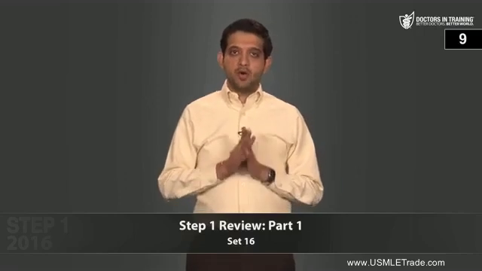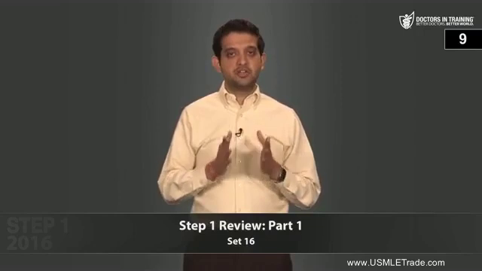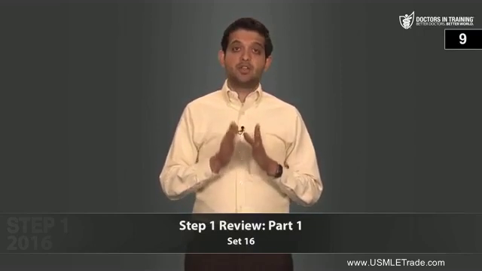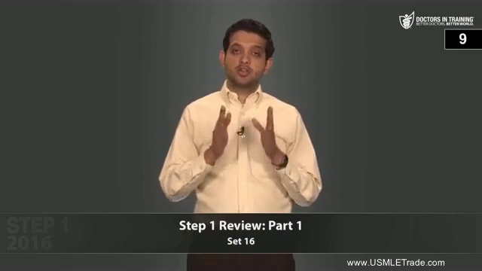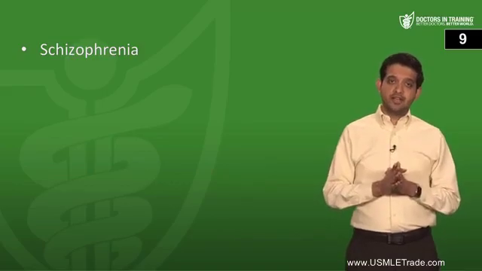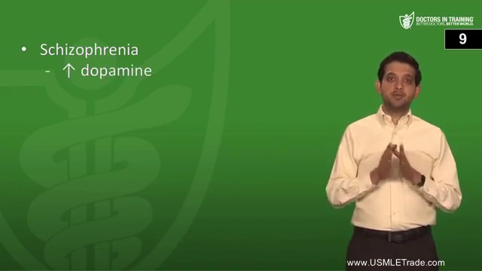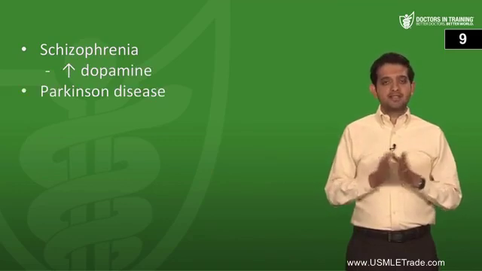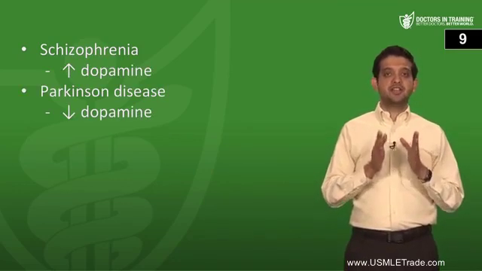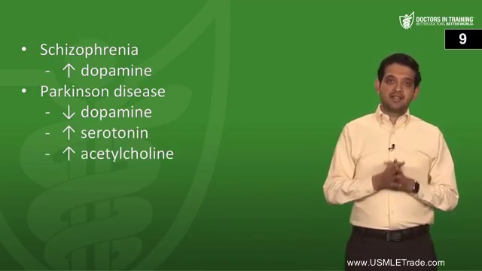Next question. What neurotransmitter levels in the brain are either increased or decreased in each of the following disorders? This is important to know because it will not only guide treatment, but it also helps you understand why certain drugs are used. So schizophrenia, increased dopamine, especially in the mesolimbic dopamine pathway. Parkinson's disease is primarily decreased dopamine in the substantia nigra, but also increased serotonin and increased acetylcholine.